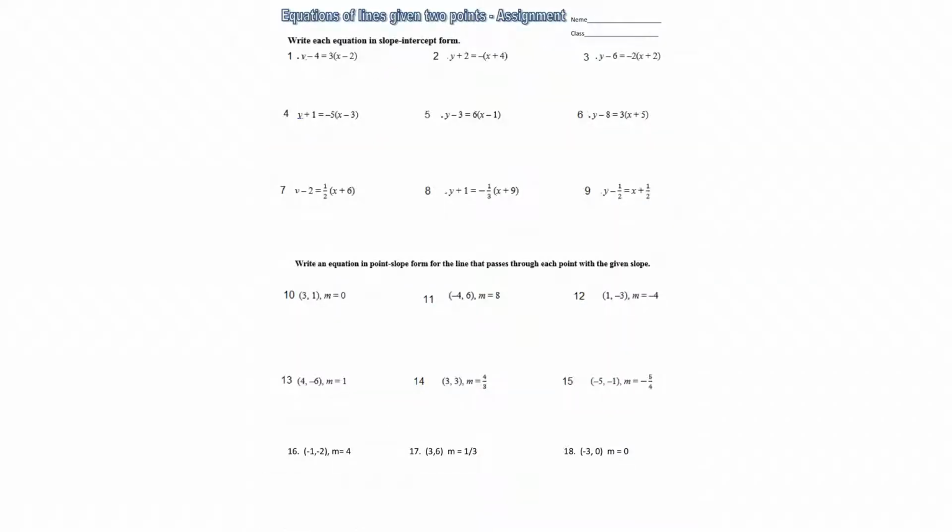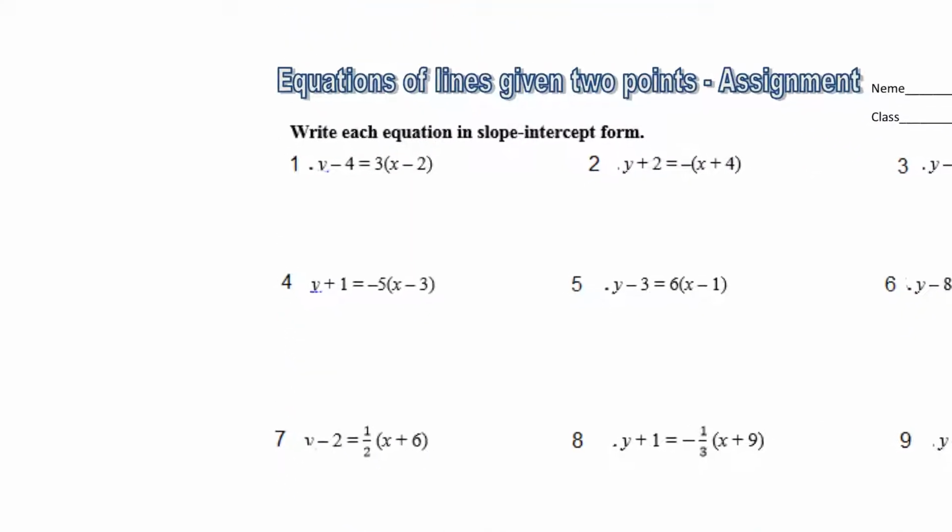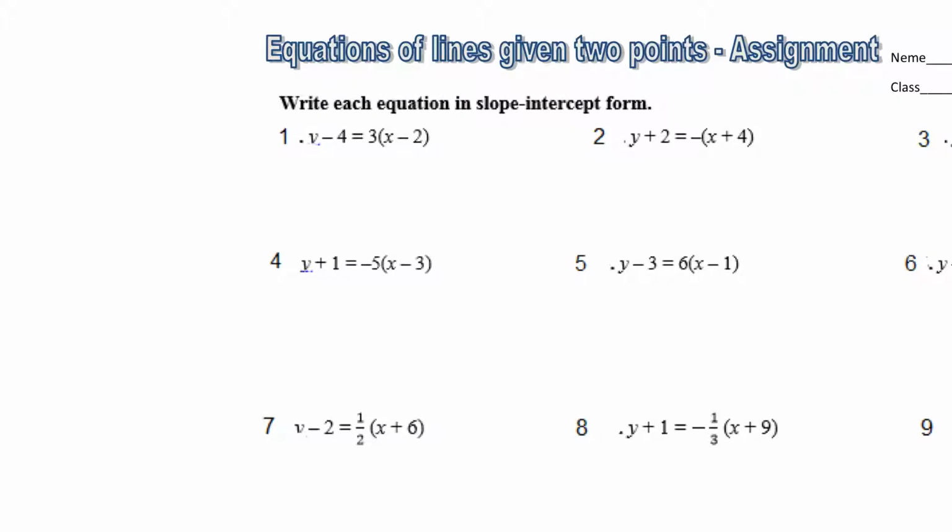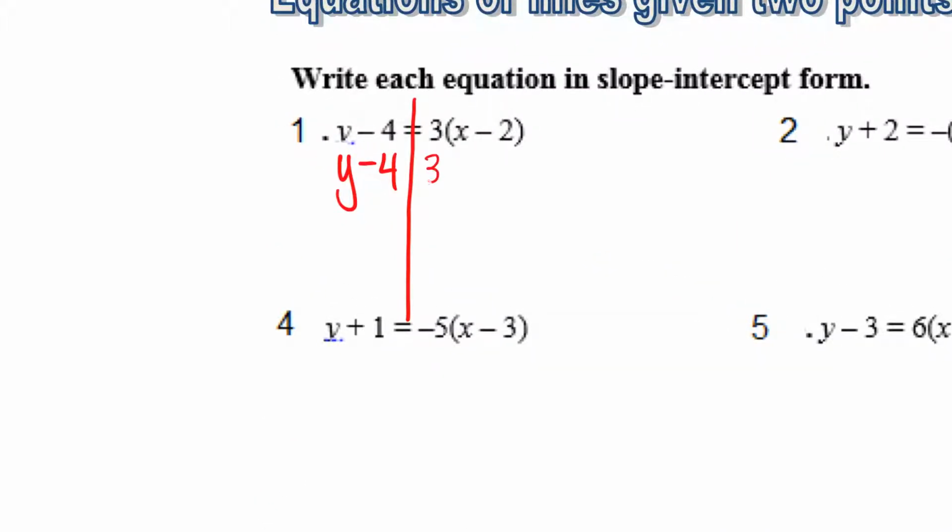Real quick, let me show you. There's several things going on here. So let me show you what I want on this. Okay, so on the first group, all you're doing is converting it to slope intercept. So let's just work this one out real quick. So on this one, we're going to have y minus 4 equals what? 3x minus 6. Okay? Then what do we do? Plus 4. Add 4 to both sides. And so we get y equals 3x minus 2.